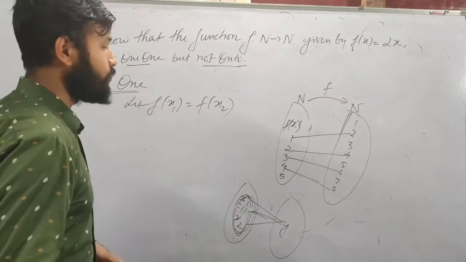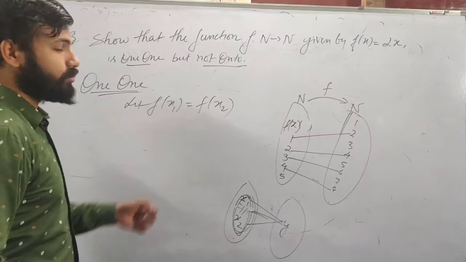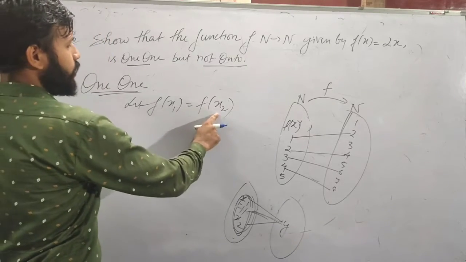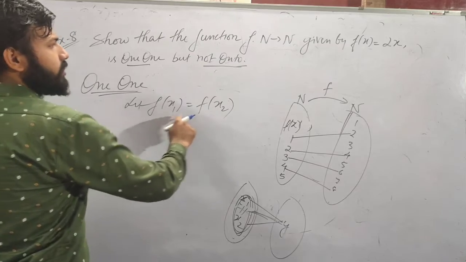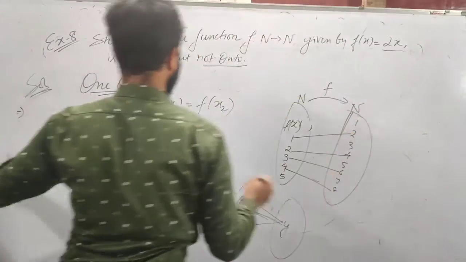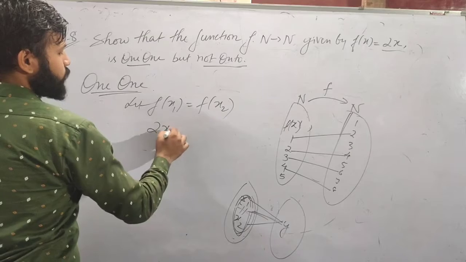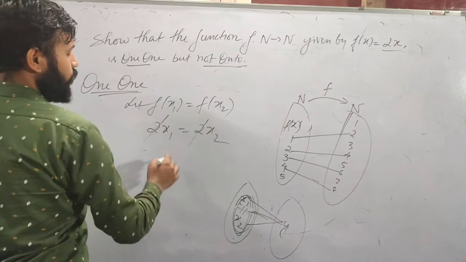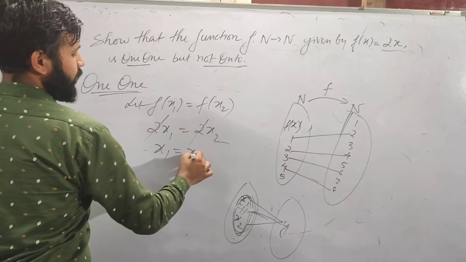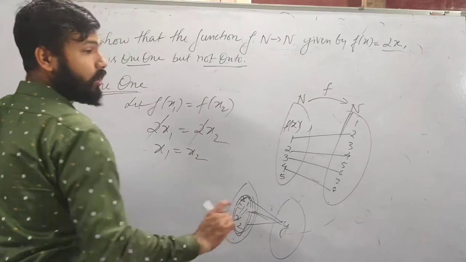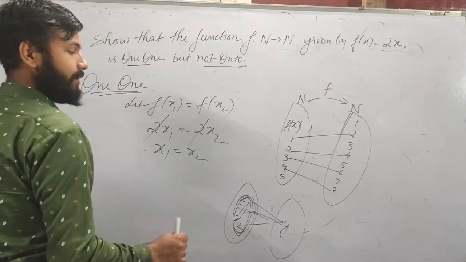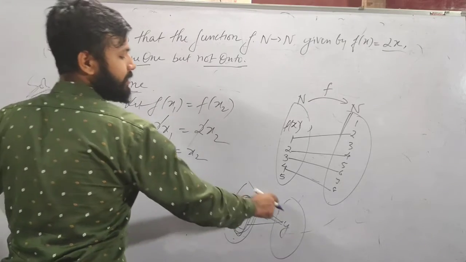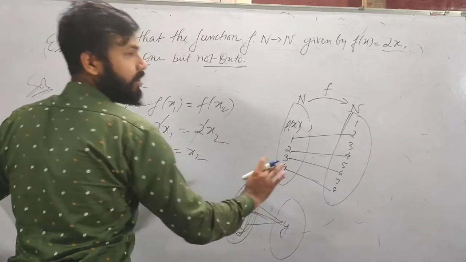So now you will be confused. Let us solve a few of the questions so it will be clear for you. So we have considered let f(x1) equal to f(x2). Now what is the definition of f(x)? f(x) is equal to 2x. So you can write that twice of x1 is equal to twice of x2. Now if we cancel 2, we come to know that x1 is x2. That means x1 and x2 are not two different elements, they are the same element. That is why a single pre-image has a single image only.